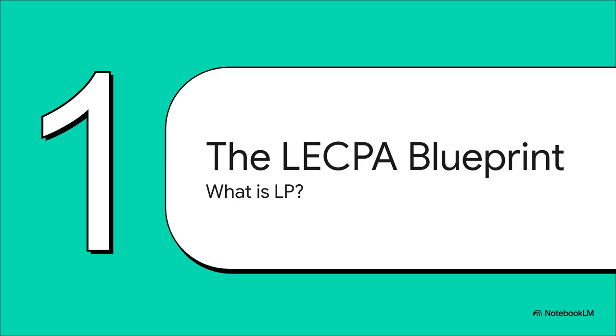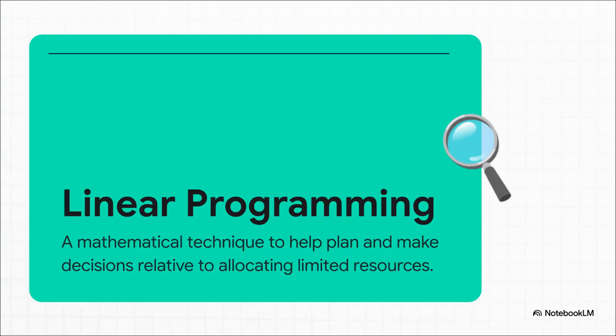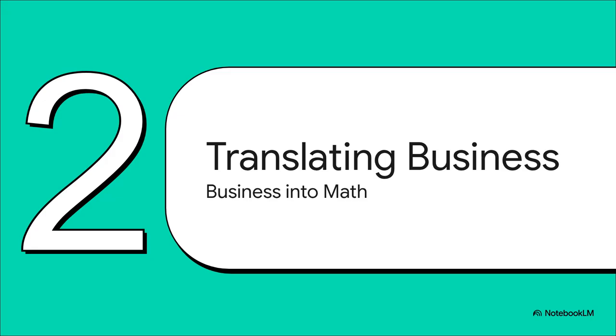Like, what actually is linear programming? So, notice the specific language experts use here. Linear programming, or LP, is basically a mathematical technique designed to help operations managers plan and make decisions relative to allocating limited resources. Because, let's be real, in the actual business world, and definitely on your exams, companies never just have unlimited time, unlimited cash, or infinite materials. LP is basically your ultimate tool for making the best possible choices when your back is against the wall with all these constraints.